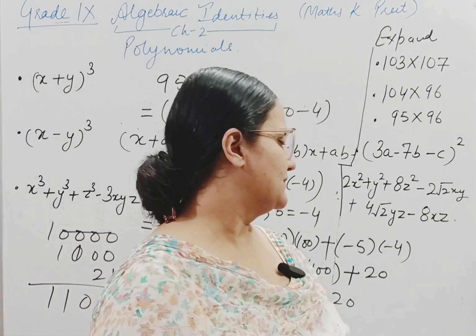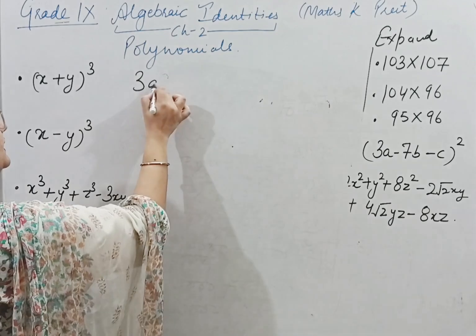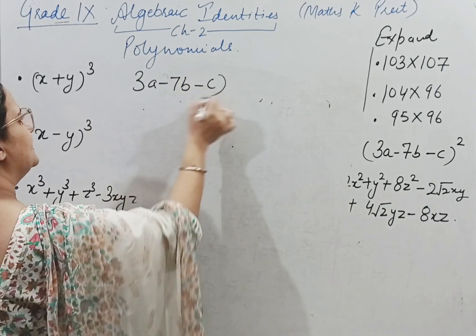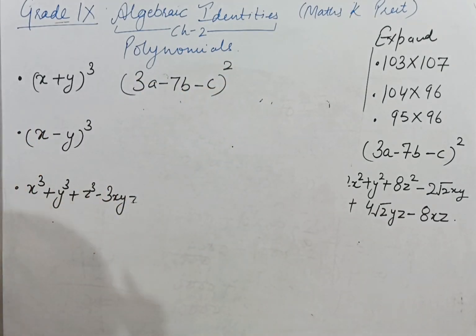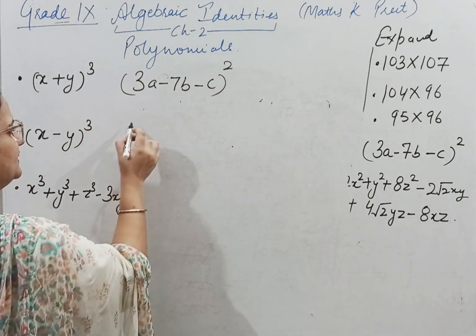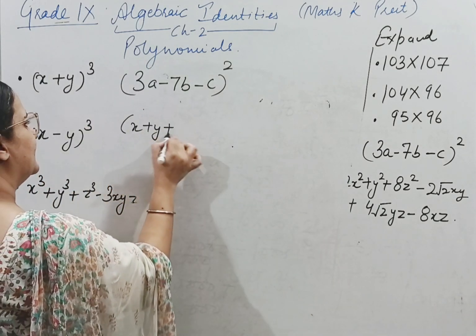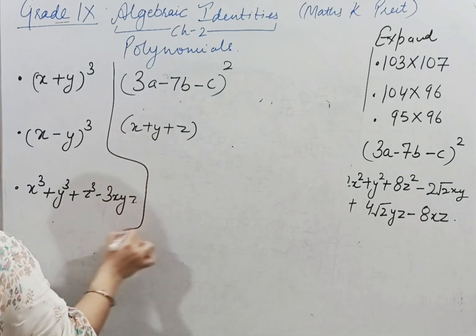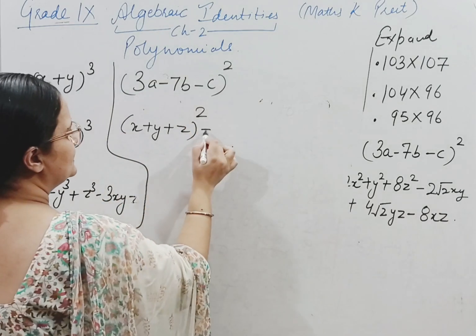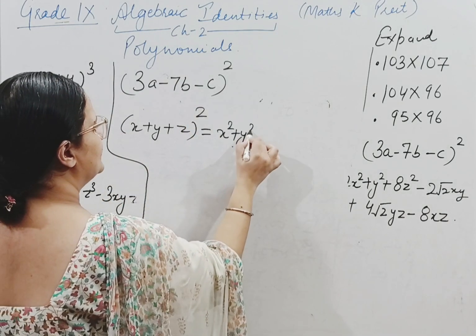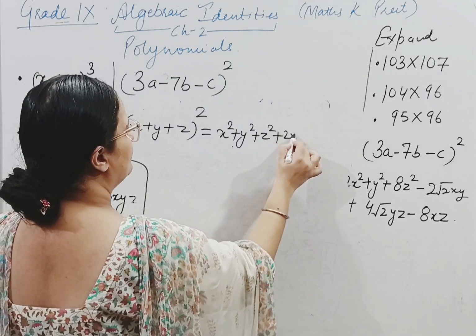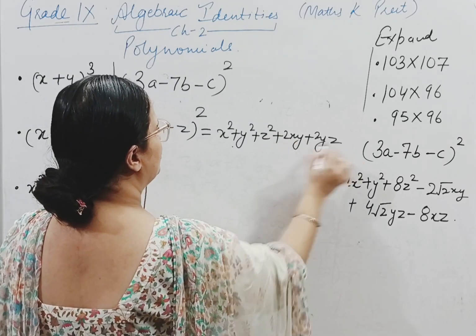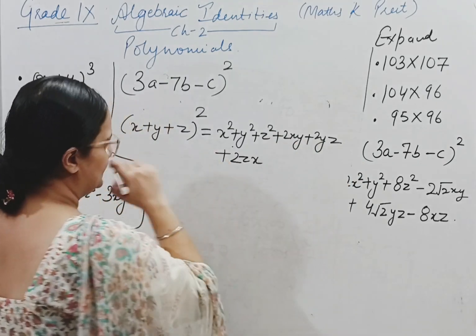Let's move to the next question. 3a minus 7b minus c. I have to expand this using a suitable identity. We have seen the first 5 identities. This is somewhere similar to (x plus y plus z) whole square. So what was the result? It was x square plus y square plus z square plus 2xy plus 2yz plus 2zx. So this was the result for this identity.